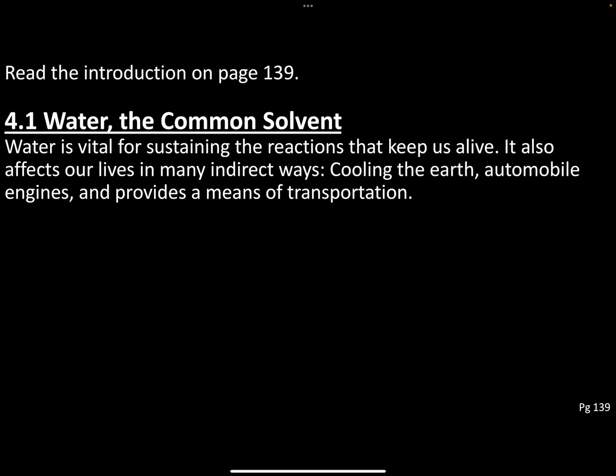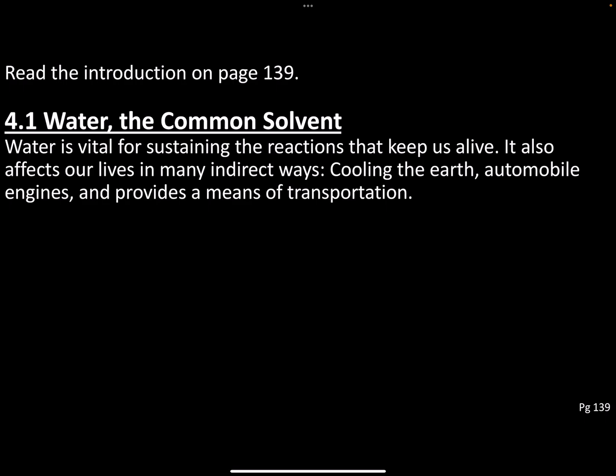All right, now that you've gotten that intro under your belt, we're going to look at water, which we call the common solvent. Water is vital for sustaining the reactions that keep us alive. It also affects our lives in many indirect ways by cooling the earth, in automobile engines, and it provides a means of transportation.